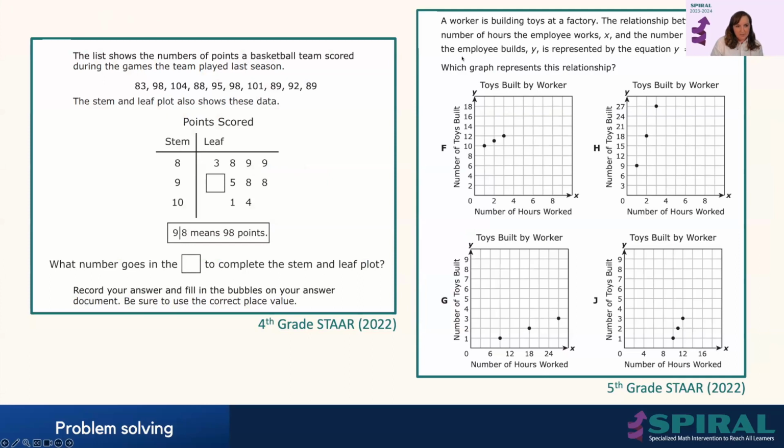I will start it at the top where it says the list shows the number of points a basketball team scored during the games the team played last season. In the chat, I'd like you to tell us what is the direction that students are given in this problem. Basically, what do students have to do in this problem? All right, let's see who's read the problem and what is the direction that students are given here.